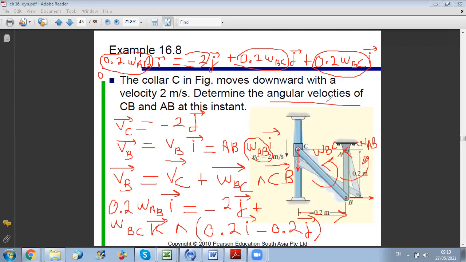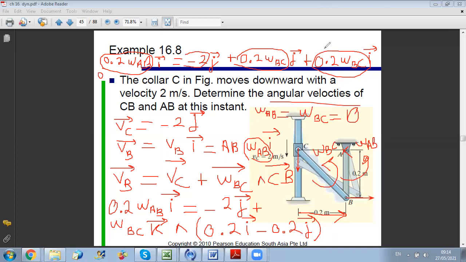So I solve for my angular velocities. From the comparison along I, omega AB equals omega BC. And from the comparison along J, they are equal to 2 over 0.2, which is 10. Okay? Any question on this?